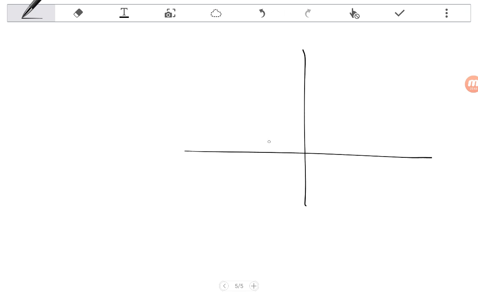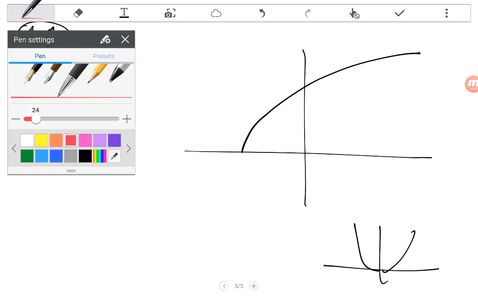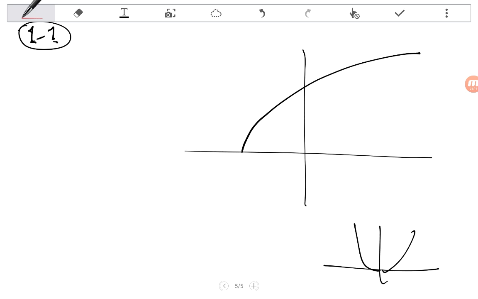If, for example, I have this function, there is a condition for any function to have an inverse. The function must be 1-to-1. What is 1-to-1? A 1-to-1 function is checked by something called the horizontal line test.